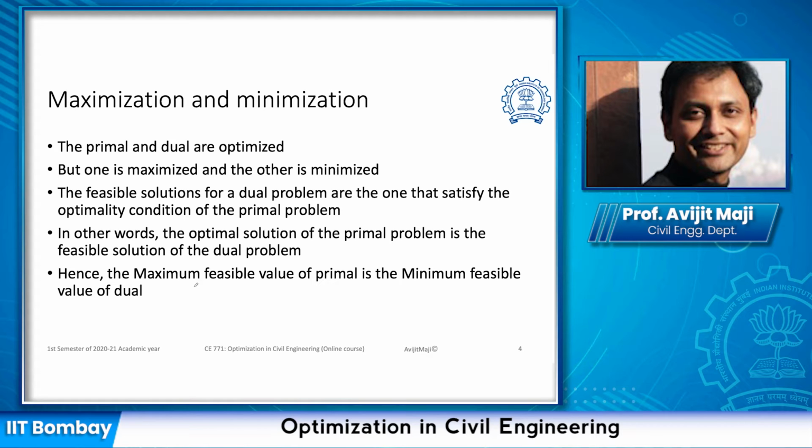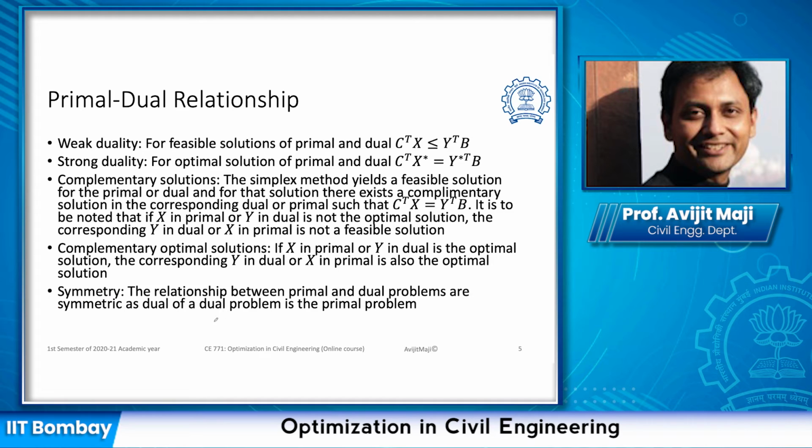We can clearly see that the maximum feasible value of the primal problem is going to be the minimum feasible value of the dual problem. This is the reason we maximize the primal and we do the opposite, that is minimize the dual problem. The primal and the dual follow certain relationships, and the first is weak duality. For any feasible solution of the primal and the dual, the objective function in the primal is going to be less than or equal to the objective function value of the dual, provided the solution is a feasible solution. And this property is known as weak duality.